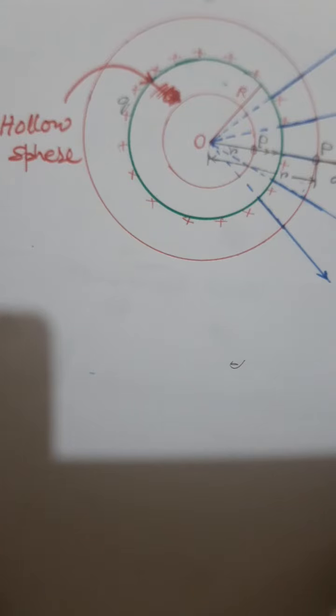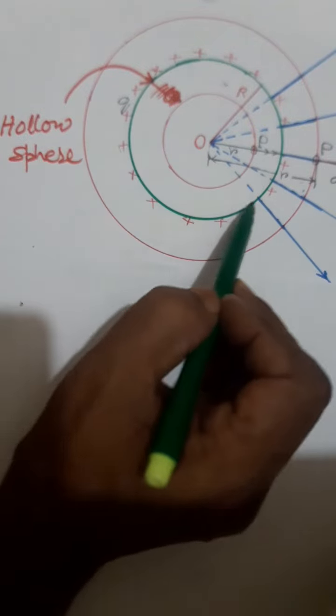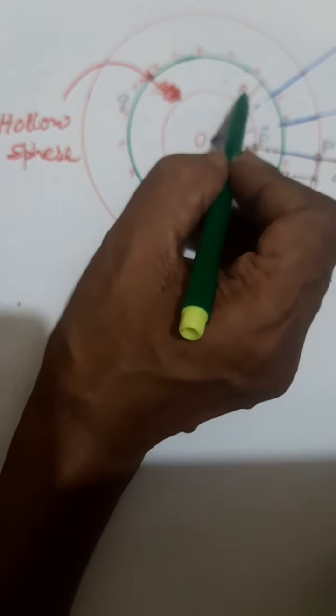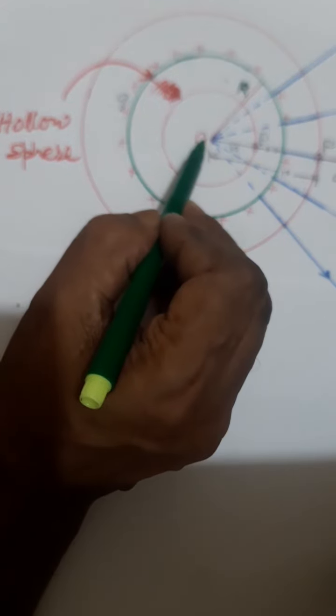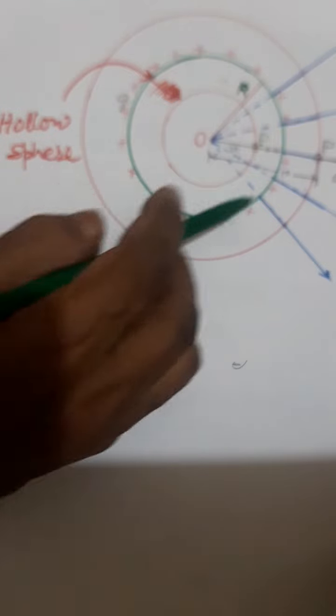Dear learners, we will find the electric field created by different charged objects. First, we take a spherical shell, the green colored hollow sphere. It has a radius capital R and its center at O. It carries a charge Q. The charges are uniformly distributed over the spherical surface.